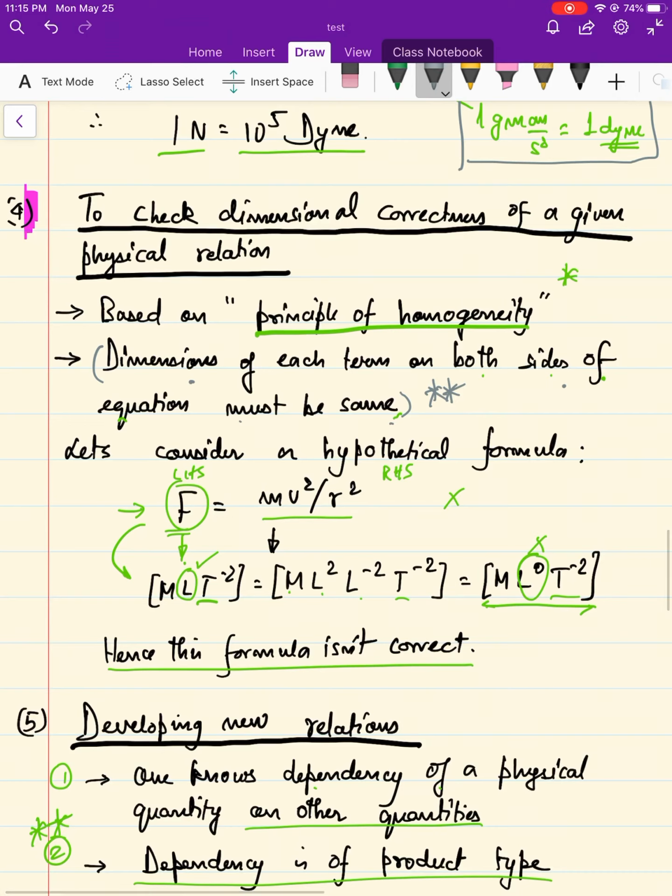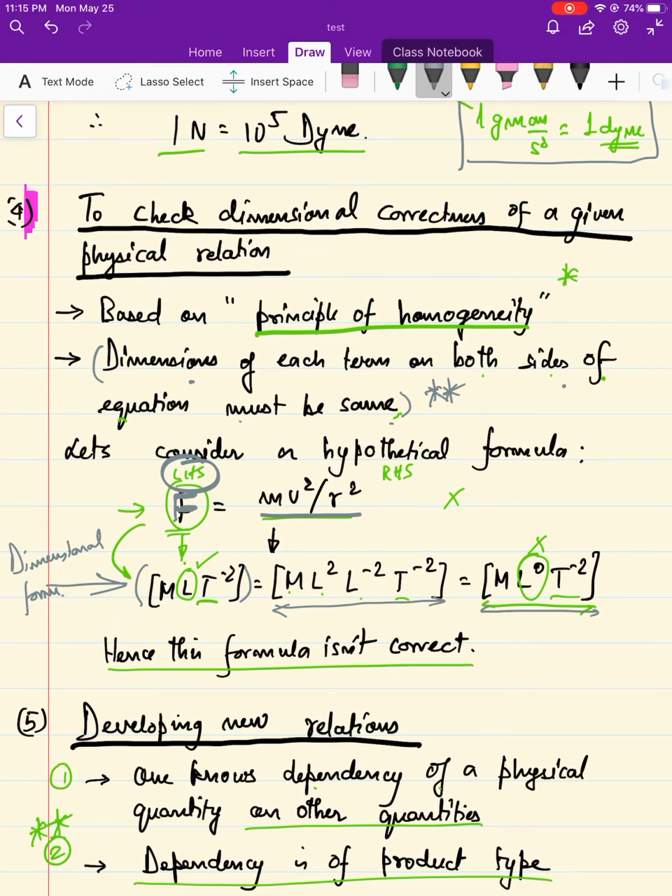So let us consider this hypothetical formula where we have force as the LHS, and then you have your RHS as mv square by r square. And I know it's not right, but then you have to prove that it's not right. How do we do that? First, step 1, consider that F is written in terms of its dimensional form. As you see over here, this is the dimensional form, and I'm writing it. Dimensional form for the left hand side, and then forget about the left hand side. Go to the right hand side, and then you write the dimensional form of this particular expression, and you get this value.